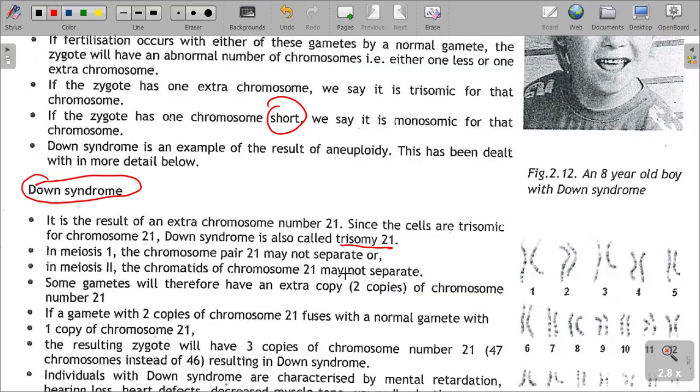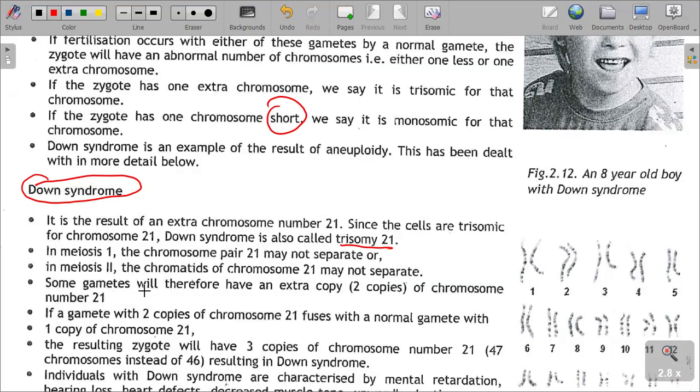In meiosis 1, the chromosome pair 21 may not separate, or in meiosis 2, the chromatids of chromosome 21 may not separate. Take note of the situation here. We are saying in meiosis 1, the chromosome 21 pair may not separate. When it is meiosis 2, it is the chromatids of chromosome 21 that may not separate.